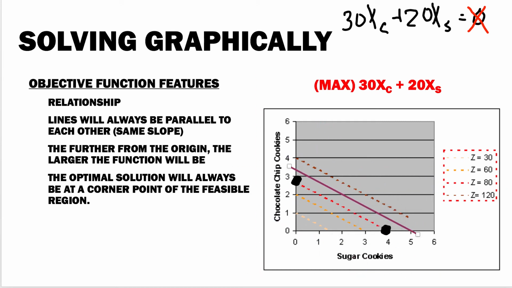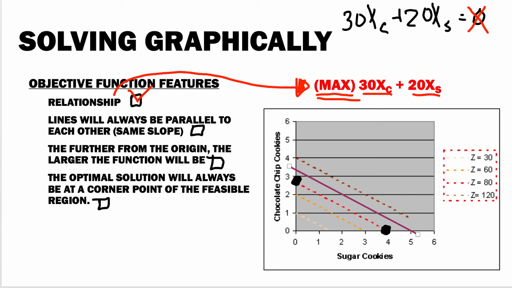Let's now take a look at features that are common to objective functions. First of all, the objective function describes the relationship between our decision variables, which we are trying to maximize. Secondly, because the objective function describes a line with the same slope, regardless of where we plot these lines, they will always be parallel to each other.